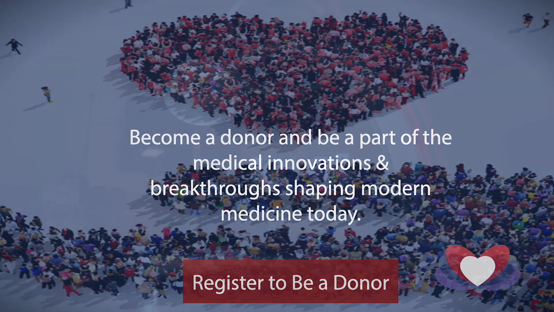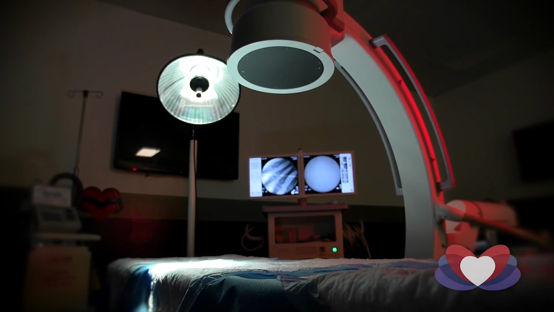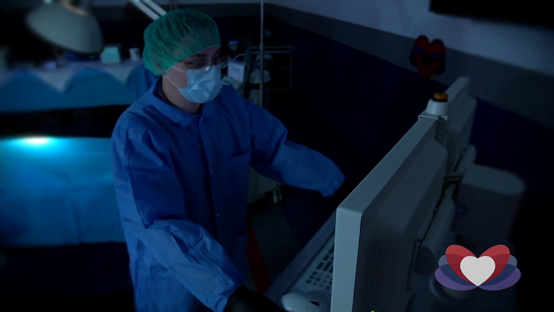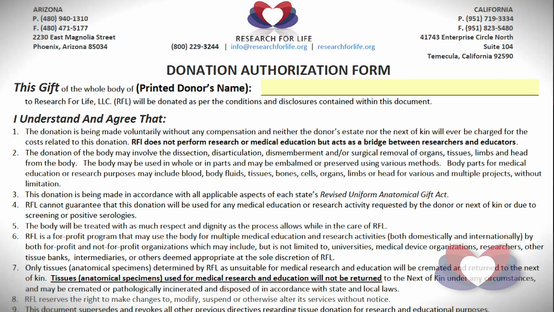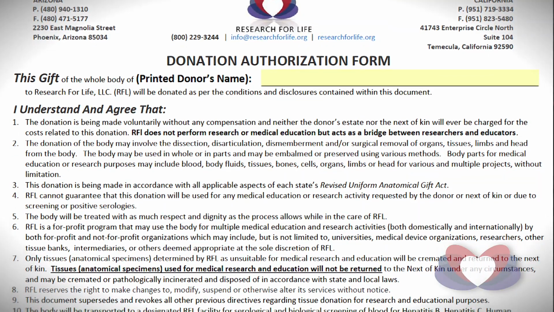Understand that the donor or authorizing agent is giving the body to an organization. Once given, it belongs to the organization to use in accordance with the consent form. In other words, the donor organization is free to use the donor provided it does so within the terms of the consent. It may not use the donor in a manner not consented to.